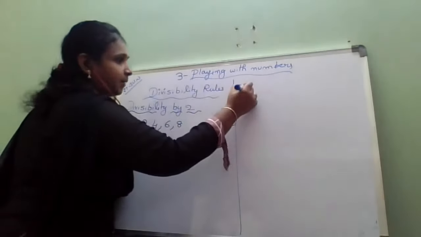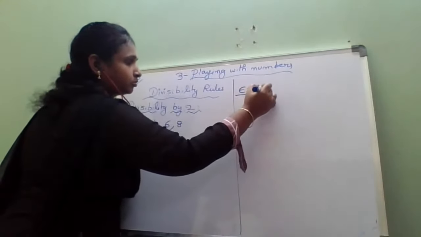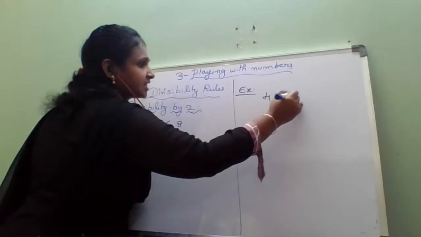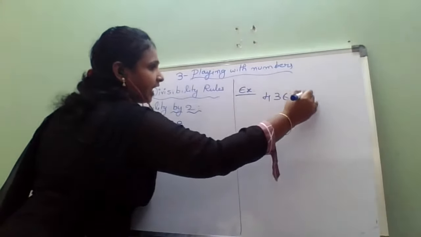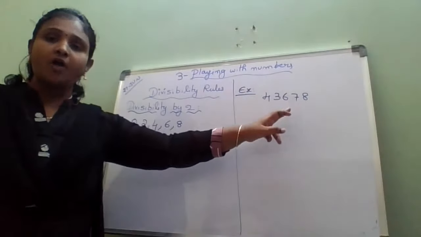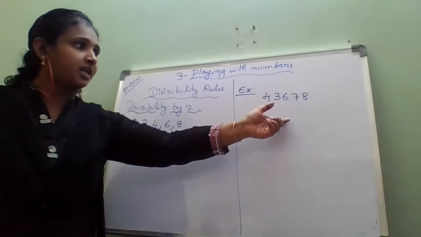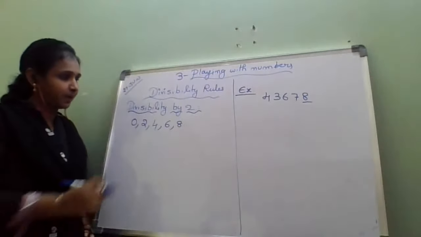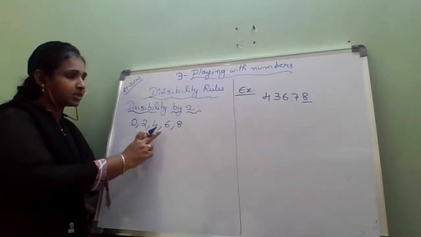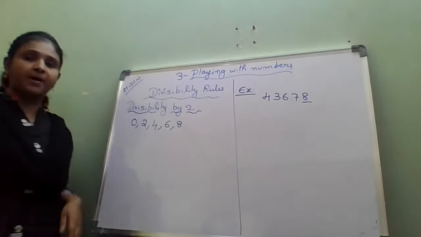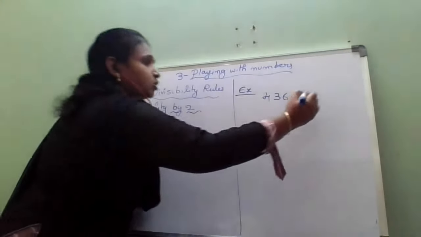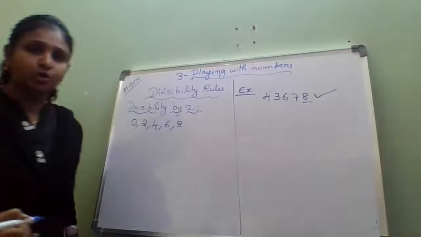So let's take an example of 2. For example, 43678. Now tell me, is this number divisible by 2 or not? How will you check without doing normal division? See, check the ones place. If any of 0, 2, 4, 6, 8 is present there, this number is divisible by 2. So this number is divisible by 2.